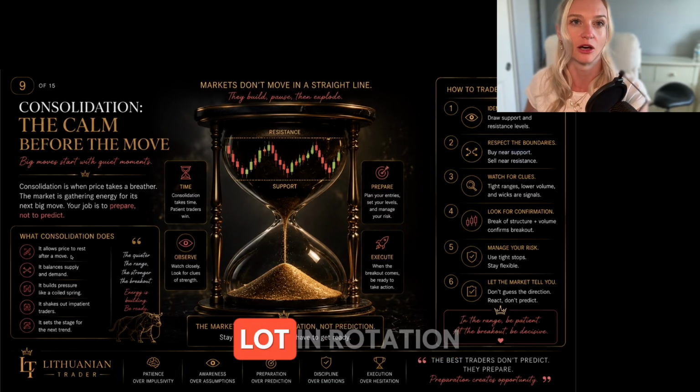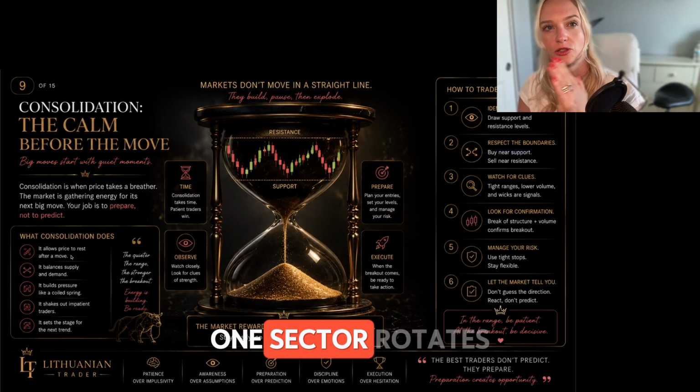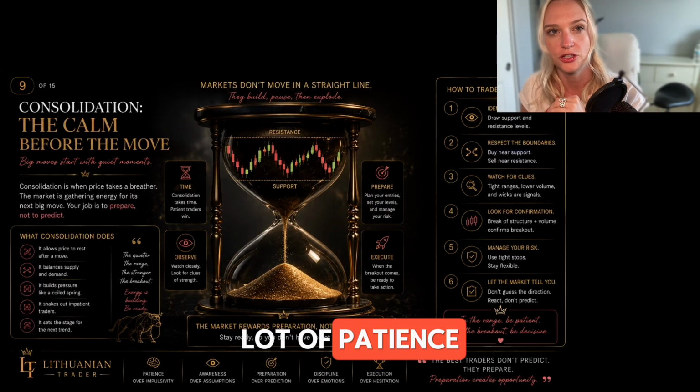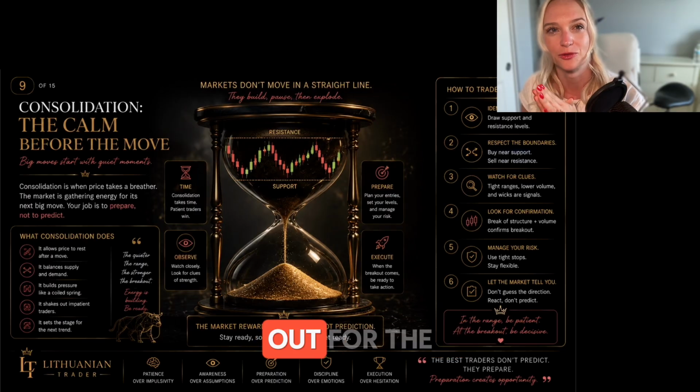I think I see that a lot in rotation time. One sector rotates to the other sector. So I see that a lot. And it requires a lot of patience to wait it out for the breakout.